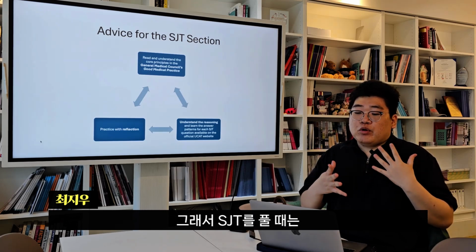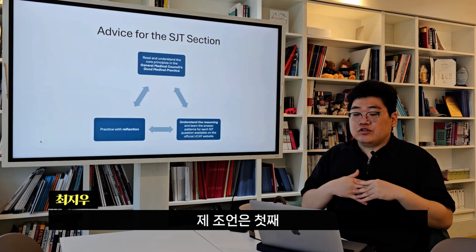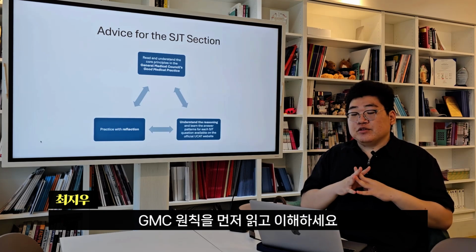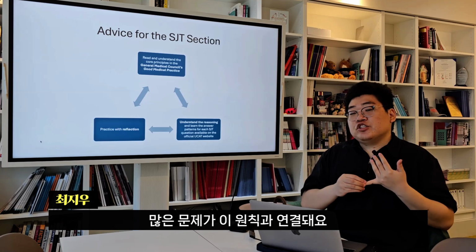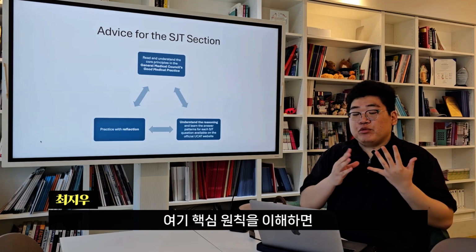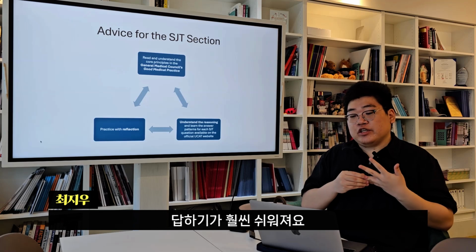So when we are approaching the SJT section, my advice is to, 1, first read and understand the core principles from the General Medical Council's Good Medical Practice. A lot of the questions relate back to the core principles found in this book, and if you understand the core principles here, then it makes answering the questions a lot easier.